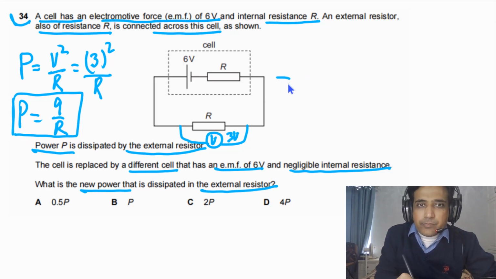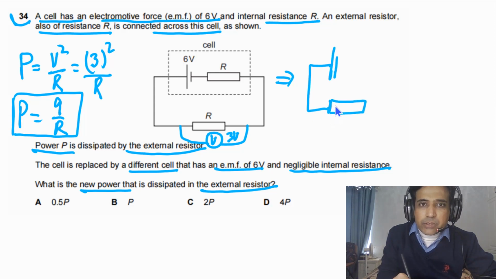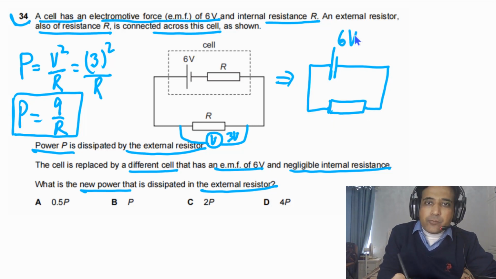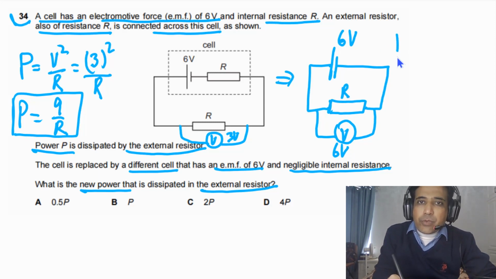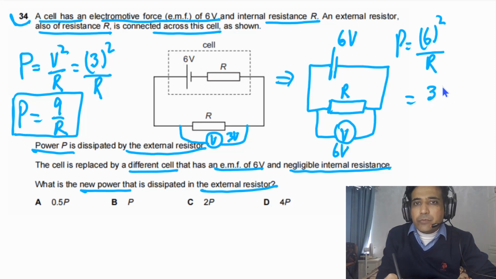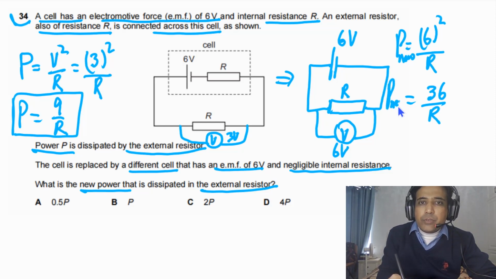For the second case, we can resketch. We have a cell that has no internal resistance. So this is our new setup. EMF of this cell is 6 volts. So the PD across this resistor also has to be equal to 6 volts, and resistance of this resistor is capital R. So we can write down the power dissipated, that will be equal to 6 squared divided by R. So here we will get 36 divided by R. So this is the value of P new.